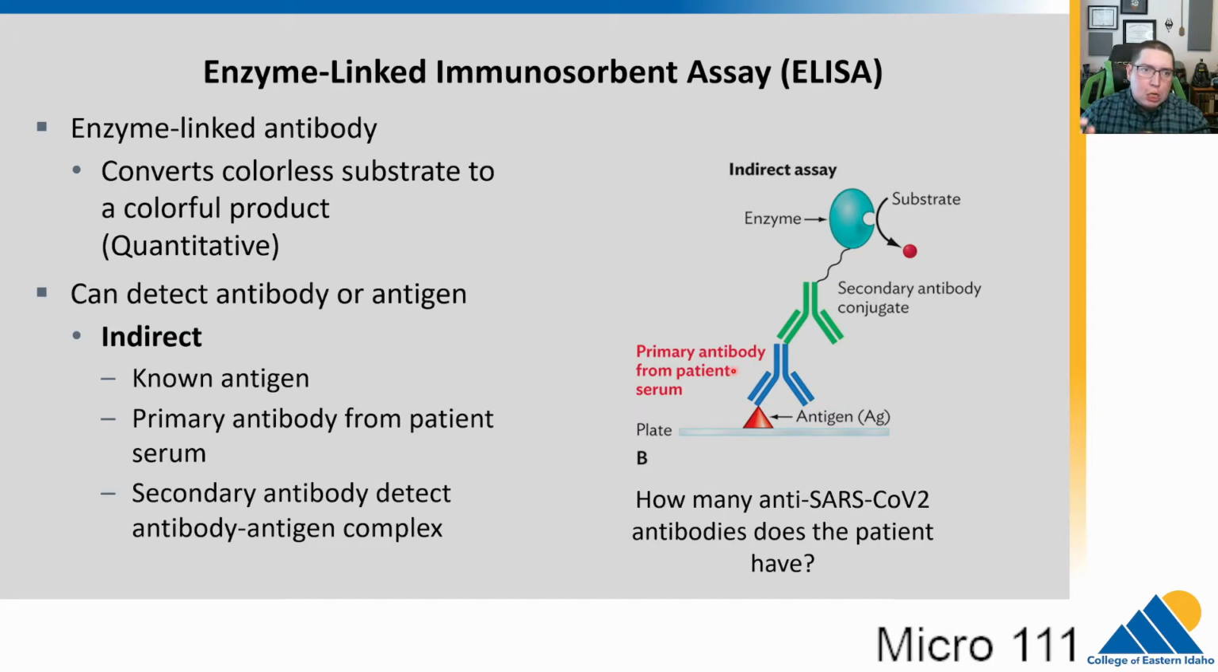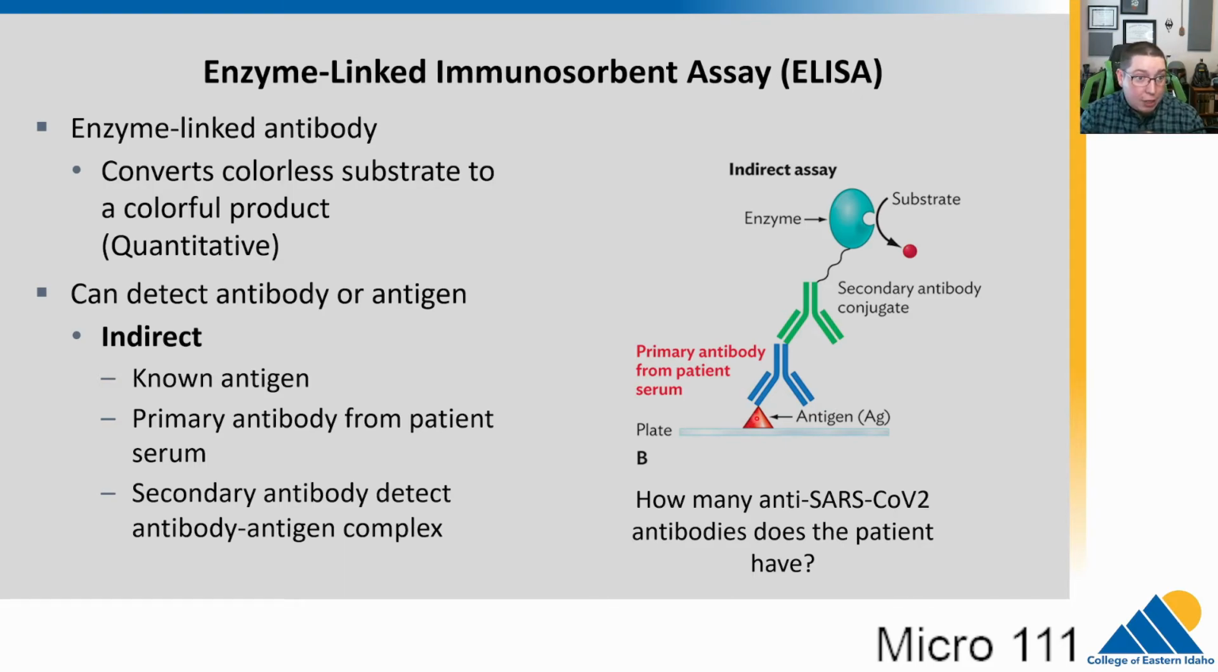A different version of this is actually looking at not the antigen, but the antibodies. So this is an indirect ELISA. So here we have a plate and we put a known antigen on it. Let's say it's the SARS-CoV-2 viral spike protein. We could take patient's serum, so we could take your blood and wash it over the plate.